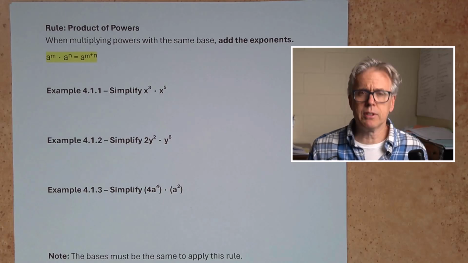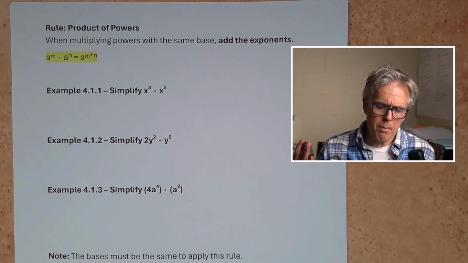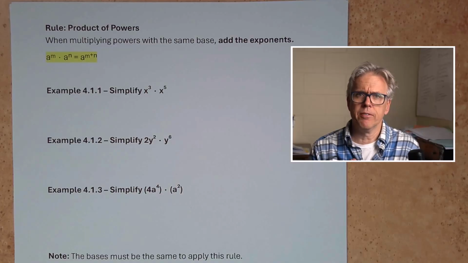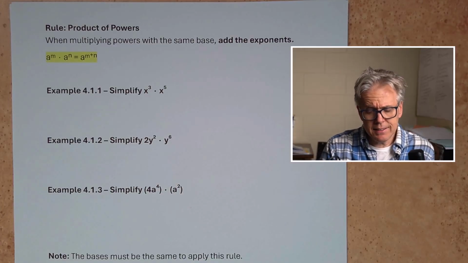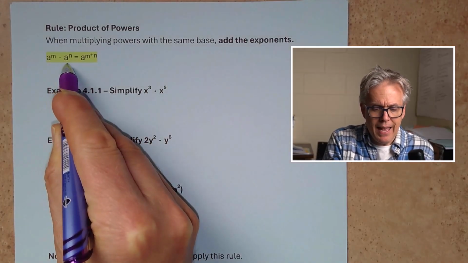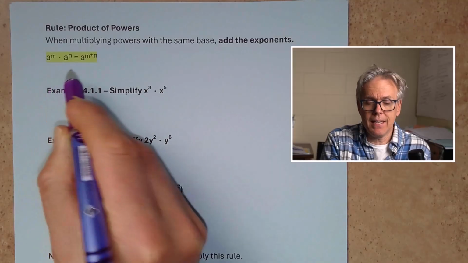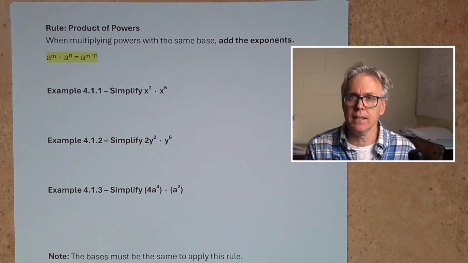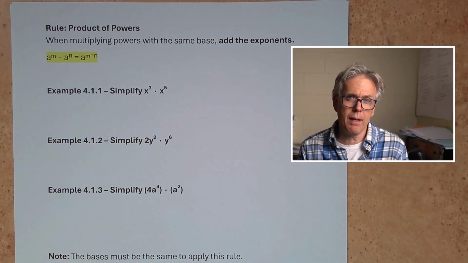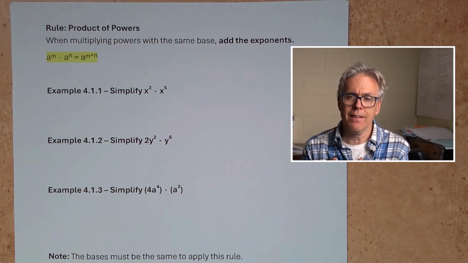All right, let's go through some of these examples. So the product of powers is the first rule we're going to look at here. It just states that a to the m times a to the n is just a to the m plus n. So when we are multiplying like bases, we add the exponents.